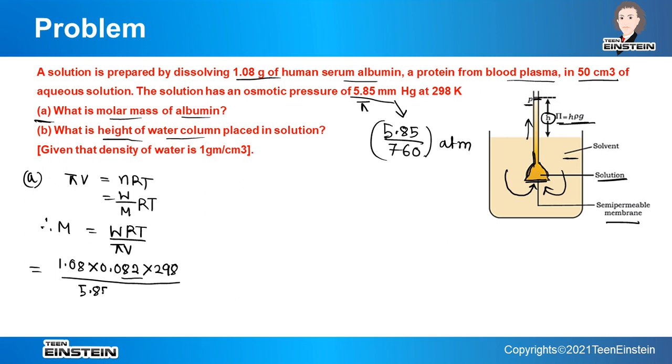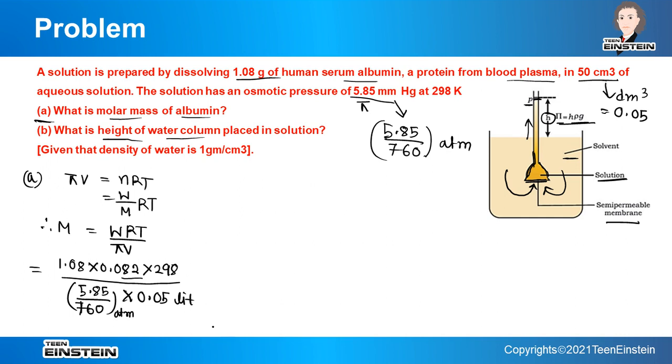So 5.85, in place of pi we will write this value, divided by 760, and the volume is 50 cubic centimeter, but you have to convert cubic centimeter to cubic decimeter, because it is liter atmosphere and dm cube is actually liter. Converting 50 cubic centimeter to cubic decimeter, we multiply by 10 to the power minus 3, that means 0.05. So in place of volume we will put 0.05. Now it is in liter and this is in atmosphere.